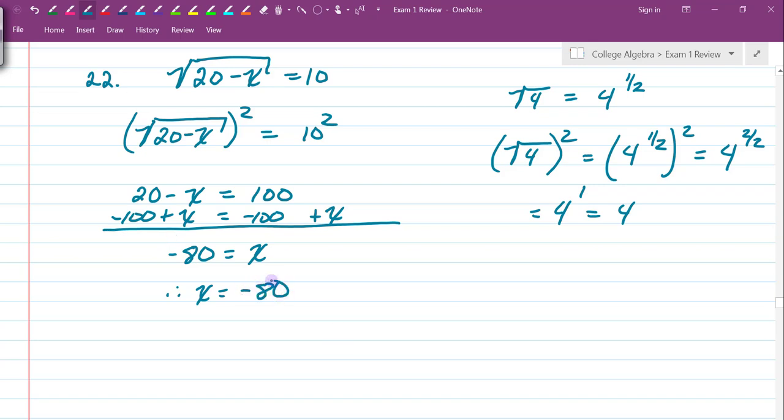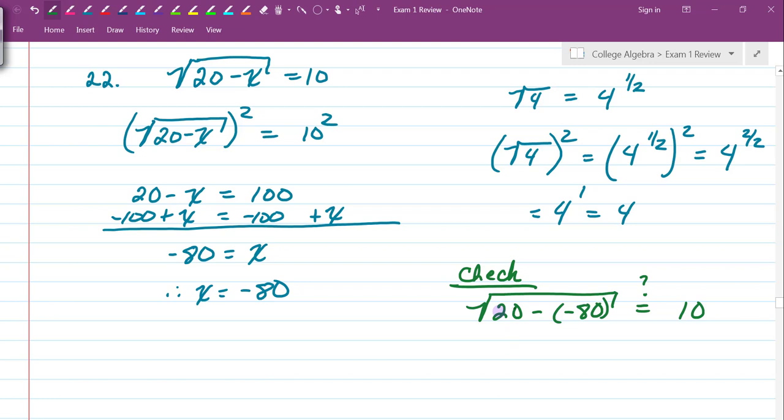So let's go ahead and plug it in to make sure that we did not end up with an answer that breaks our rules, because remember, we cannot take the square root of a negative number. So our check is going to be: does the square root of 20 minus negative 80 equal 10? That's the question that we have to find out.